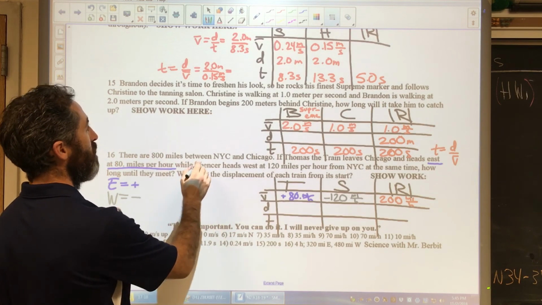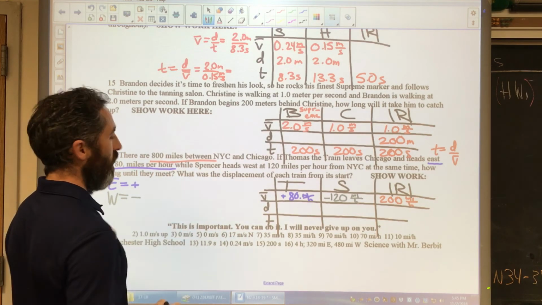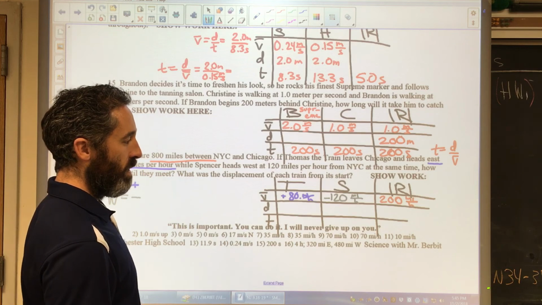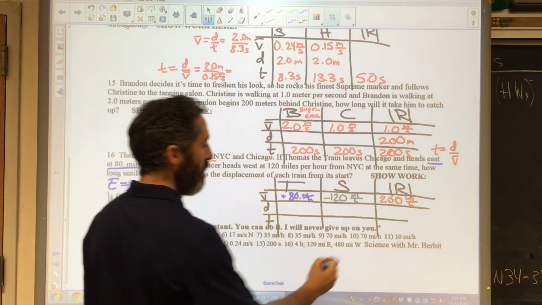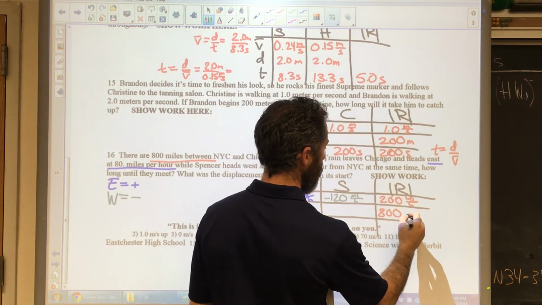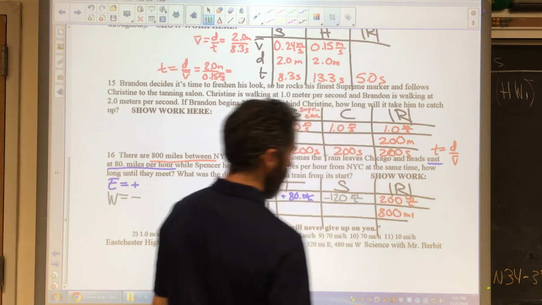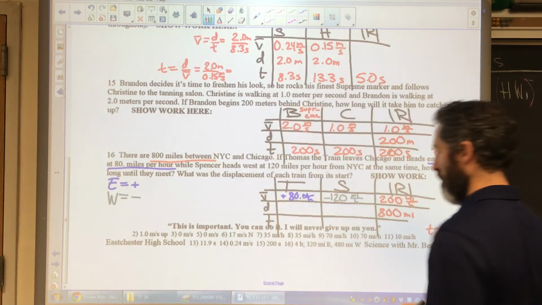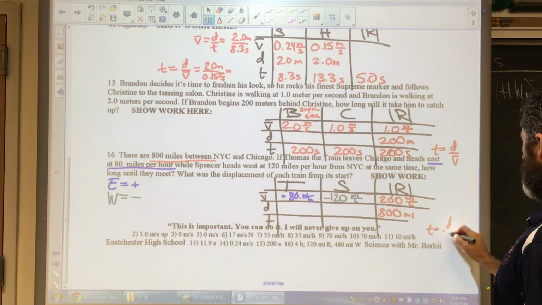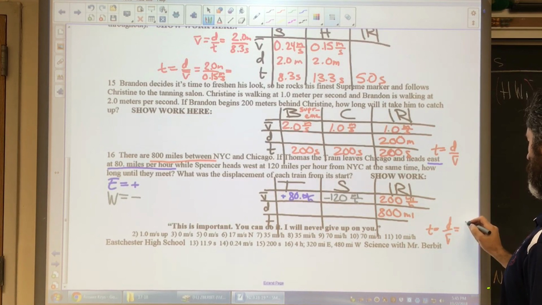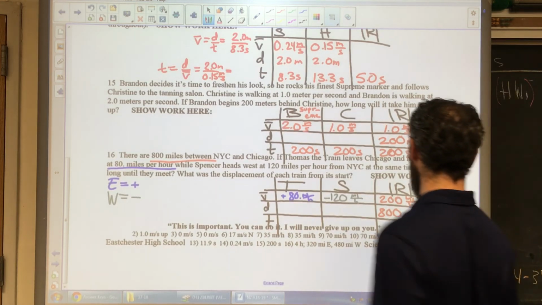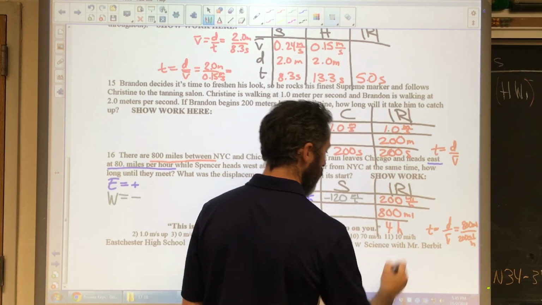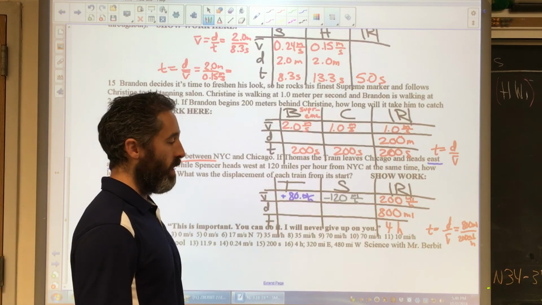Now that 800 miles between them, that's that relative D. It started out at 800, it's going to end at 0 when they meet. So there's your relative D, 800 miles. Okay. Oh, we can get time. Let's do it. Time is D over V bar, which is 800 miles over 200 miles per hour. 800 over 200, you get 4 hours.